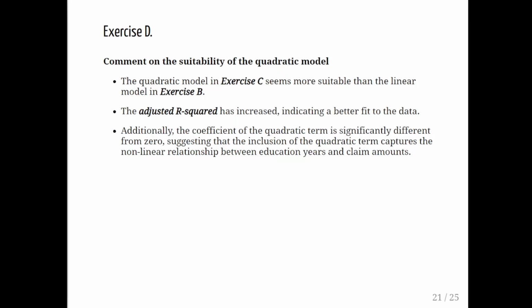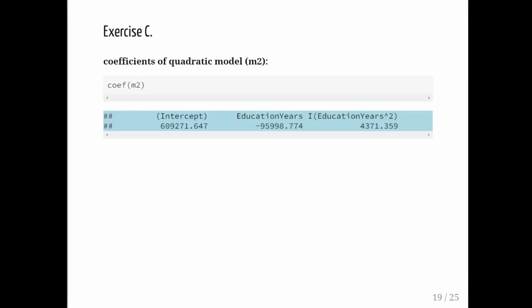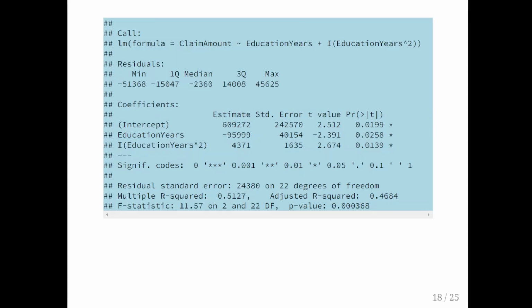Well, the quadratic model in exercise C looks more suitable than the linear model in exercise B. The adjusted R squared has increased, indicating a better fit to the data. Additionally, the coefficient of the quadratic term is significantly different from 0, suggesting that the inclusion of the quadratic term captures the non-linear relationship between EducationYears and claim amounts. I'm just going to zip back for a second to see that there's a little star on the right hand side between each of the terms, which is a very positive sign. So it does say that all of the terms are statistically significant.